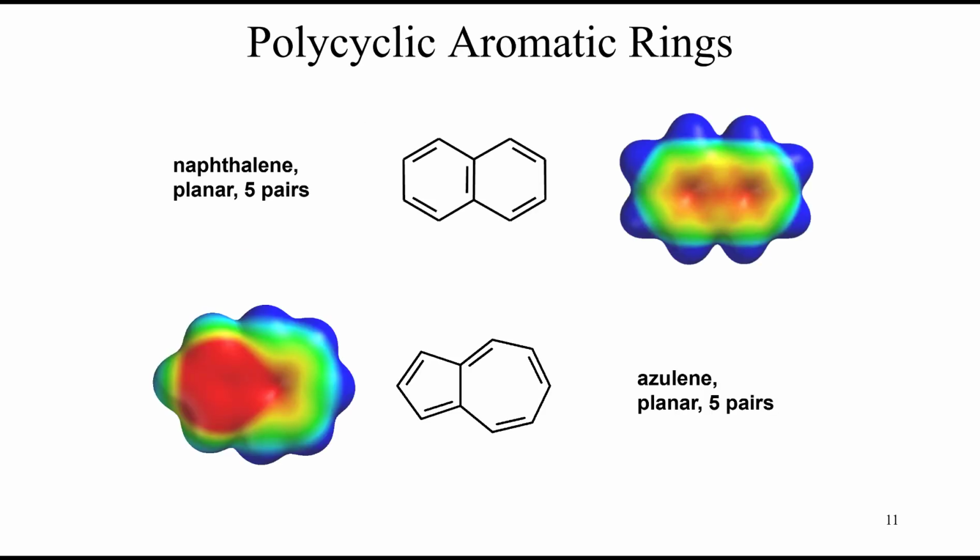Here are a couple of other examples of polycyclic aromatic rings. Naphthalene is the one that I showed you earlier. And when you look at the electrostatic potential map that's shown on the left over here, what you notice is that the electrons are distributed continuously around the entire molecule. On the other hand, when you look at azulene, you'll notice that the electrons are distributed in general around the aromatic structure, but a bit more electron density is actually located in this part of the molecule over here.